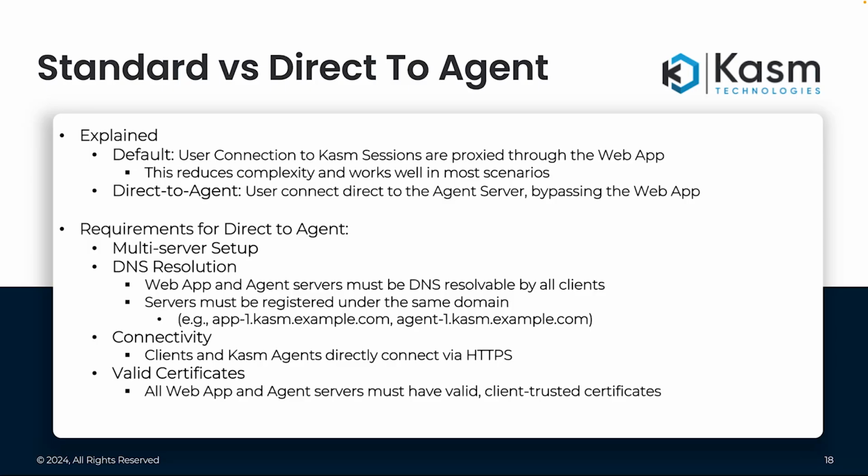DNS resolution has to be in place. So both the web app and the agent servers must be fully DNS resolvable by all clients. Anybody who's going to connect in has to be able to connect to any one of those resources. All servers must be registered underneath the same domain. Clients and Kasm agents must be able to communicate directly via HTTPS. Not doing any sort of fanciness as far as network is concerned. They need a direct connection via HTTPS. And all of the web app and agent servers must have valid client trusted certificates in order for this to work.